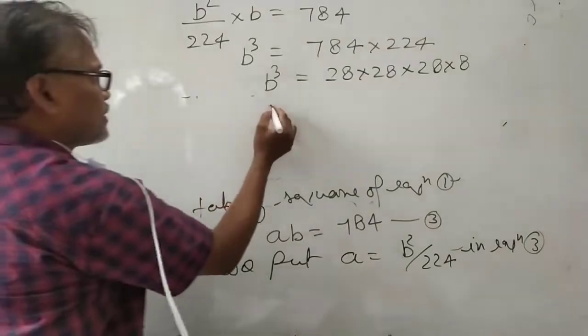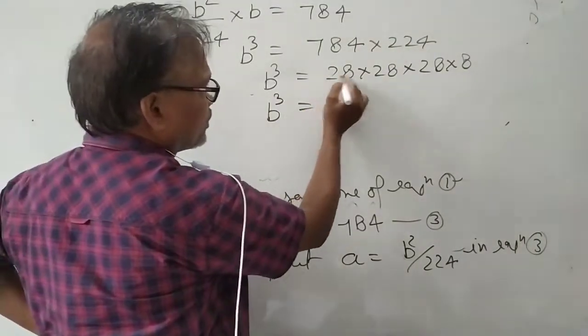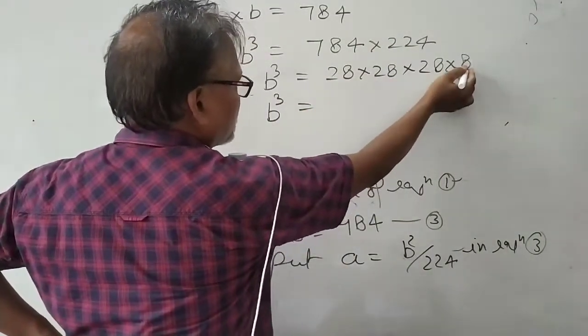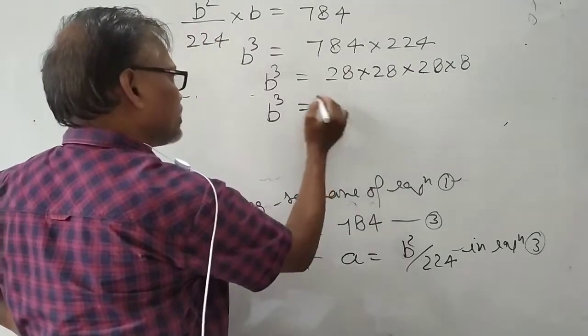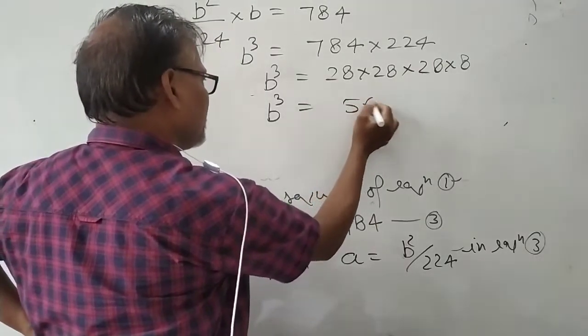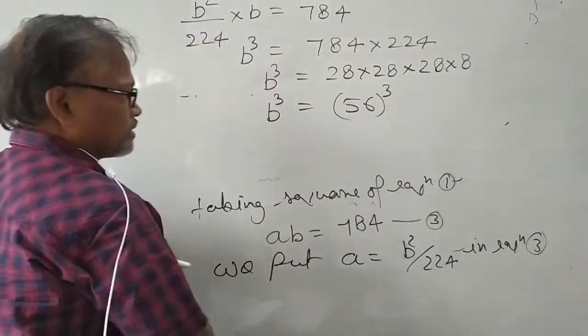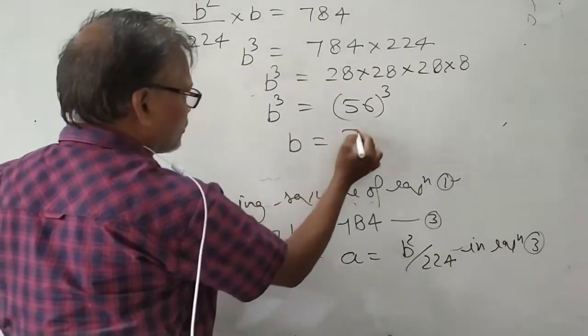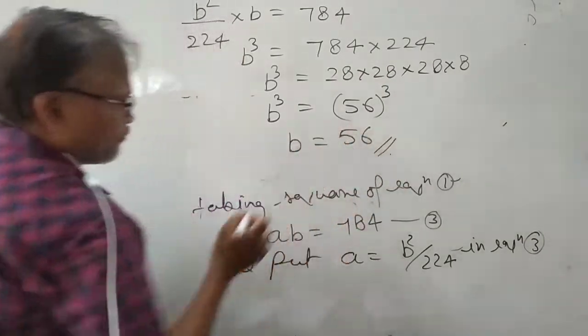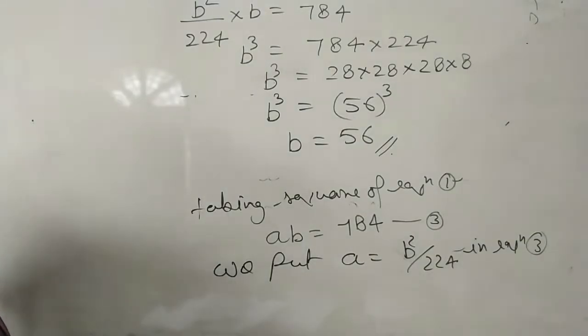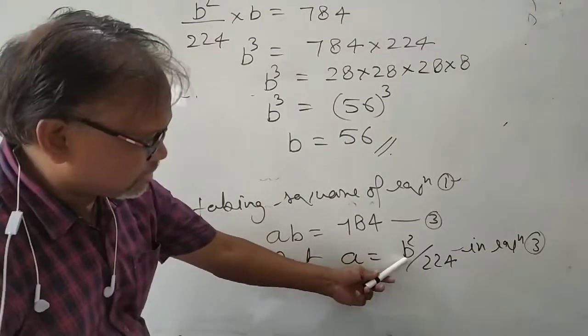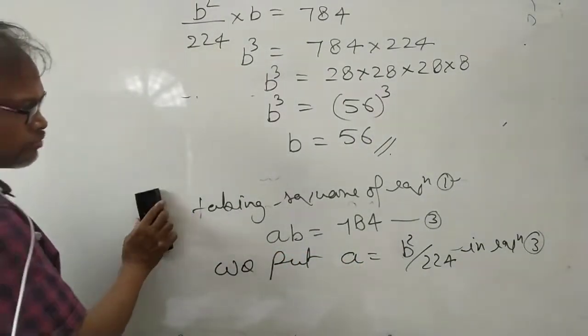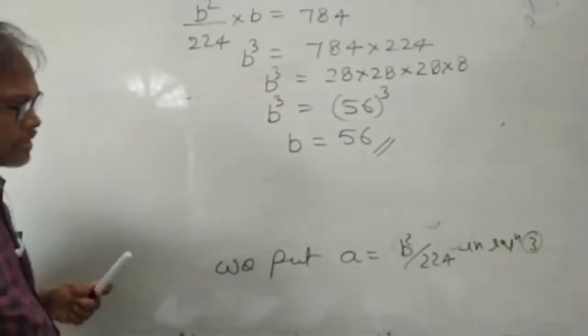And you can write this as b cube is equal to 28 3 times, 8 means 2 is 3 times, so therefore 28 into 2 means 56 cube. You can write directly. So b is equal to 56. This is the first value, and second value you can put here. a is equal to b square by 224, so you will get the second number.